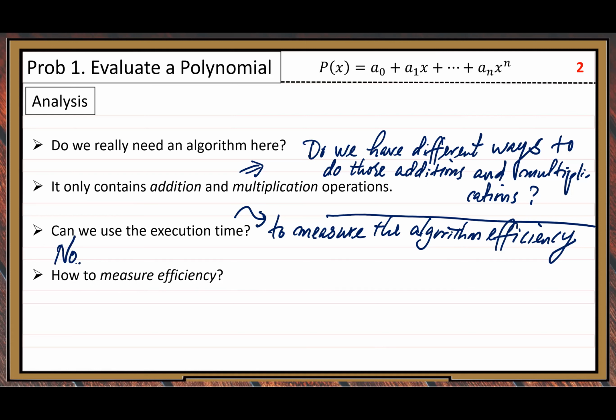No is the answer. Why? Let me point out a little more detail here. First, let's look at it from the hardware side. When you measure the execution time, think about if you run your algorithm on a supercomputer.